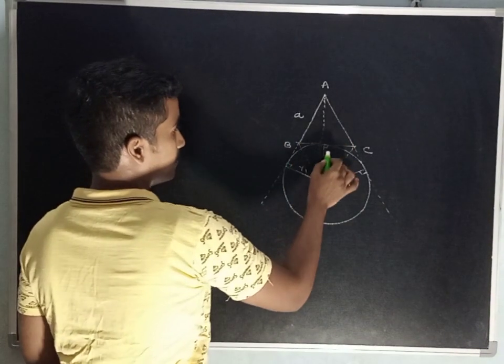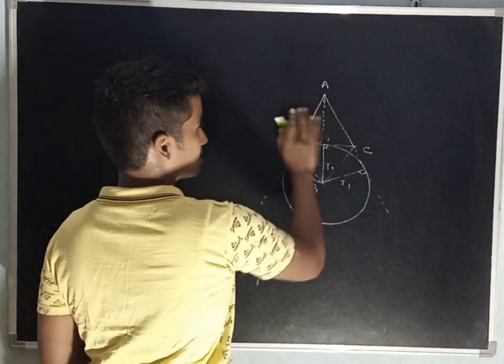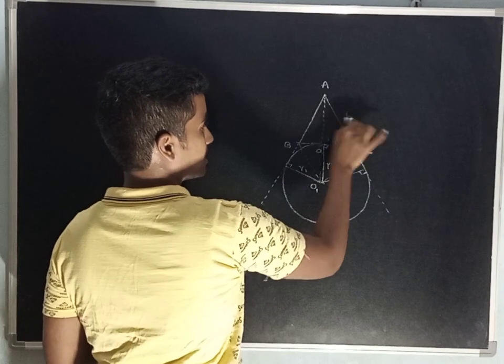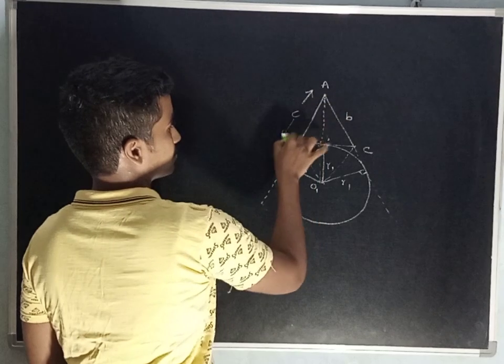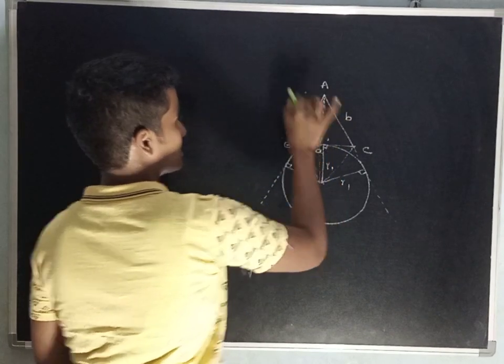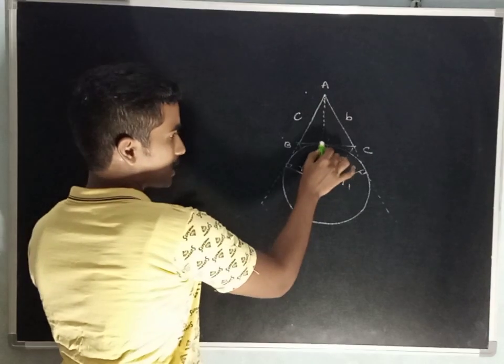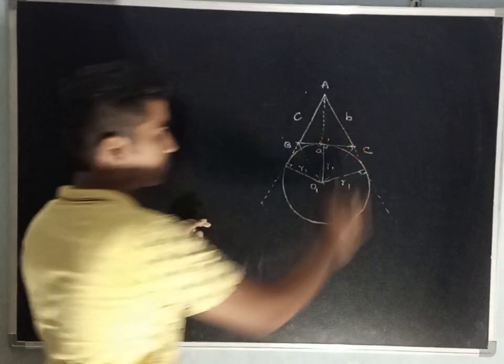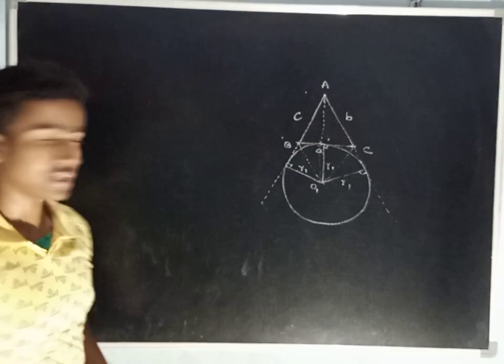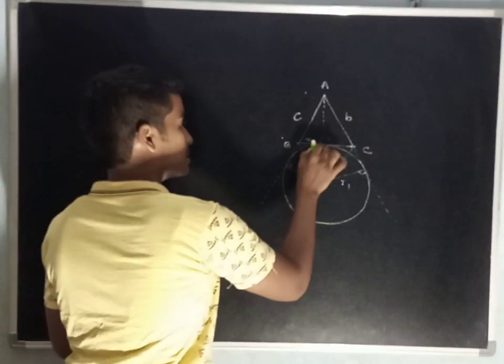Here the side is A. Here it is A. Here it is B. Here it is C. Side length. Okay. Here the side length is C. Here side A is divided into two parts with different lengths. Right? Let me name it as X.